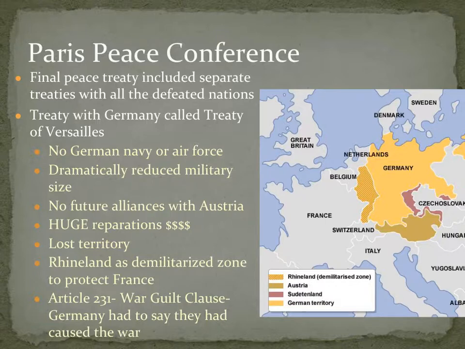And then the last thing is Article 231, or the War Guilt Clause. This said that Germany had to accept blame for the war, and basically said that Germany caused the whole war. So I'd like you to pause and talk about that for a minute. Look back over how the war started and discuss whether or not you think that's a true statement.